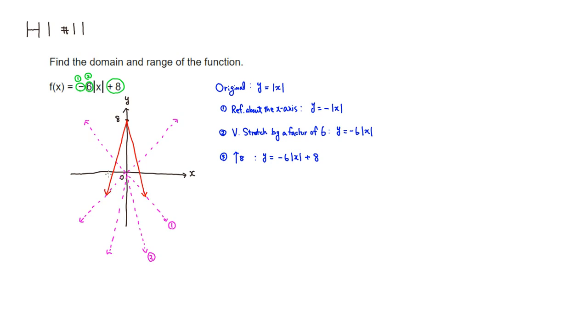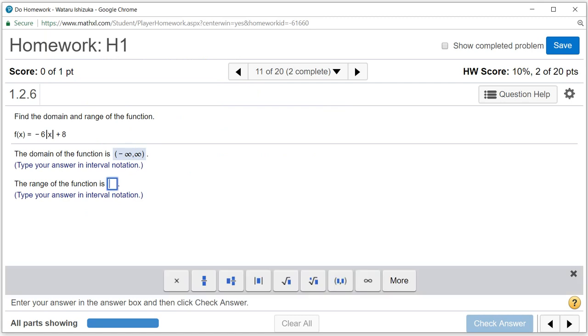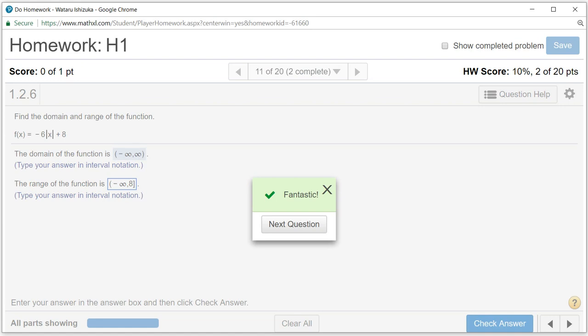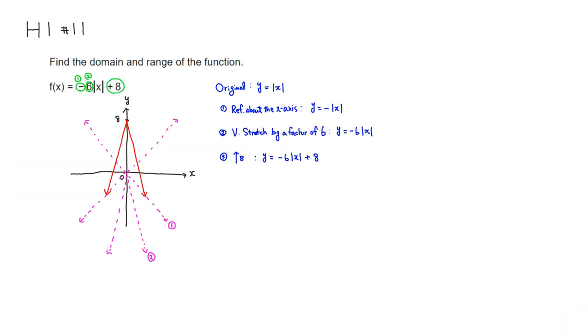Since we're talking about all possible y values, starting at 8, anything below 8 can be attained. So we know the range goes all the way down to negative infinity. The highest it could go is 8, and 8 is included, so we have to put the square bracket there. Let's check the answer. We got that. That's it. I hope that this was clear.